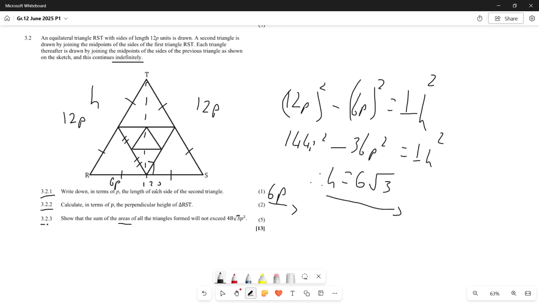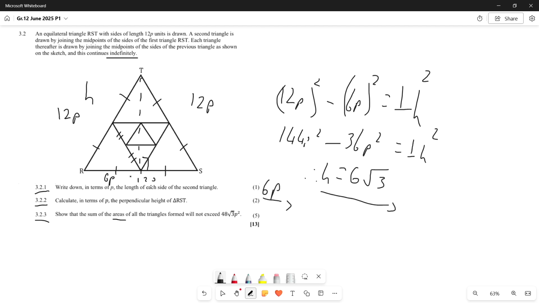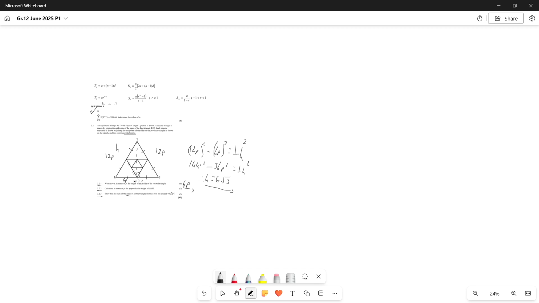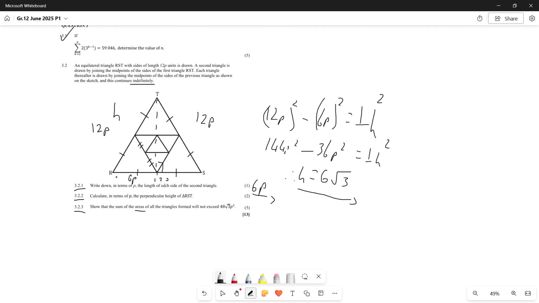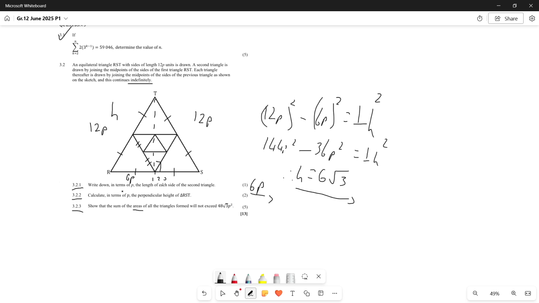So at this stage, 3.2.3, we are going to use everything that we've used in these previous questions in order to solve this. So it is telling us, show that the sum of the areas of all the triangles formed will not exceed this value, will not exceed that value.